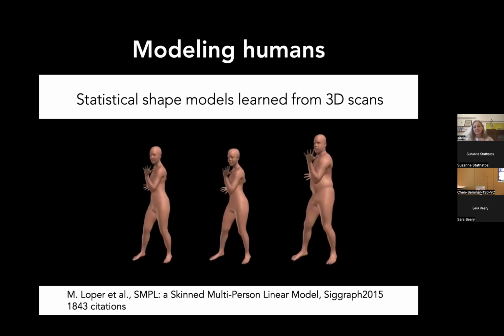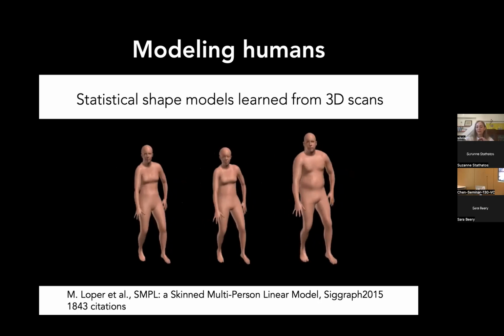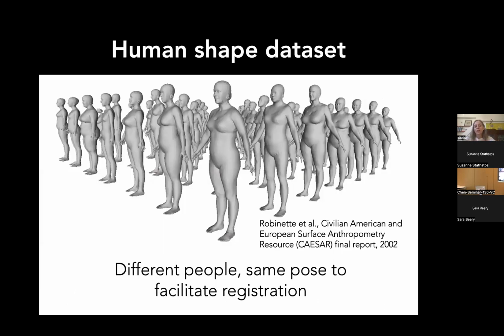SMPL is a statistical shape model, which is learned from 3D scans. Matt Loper and colleagues used the CAESAR data set, a set with thousands of 3D scans of people standing in this A pose, which is a typical pose taken to reduce occlusion. Scanning everyone in this reference pose also facilitates the registration of the scans. To create a model, you need to put all these 3D scans in correspondence, which means they all need to be represented with the same number of 3D points.